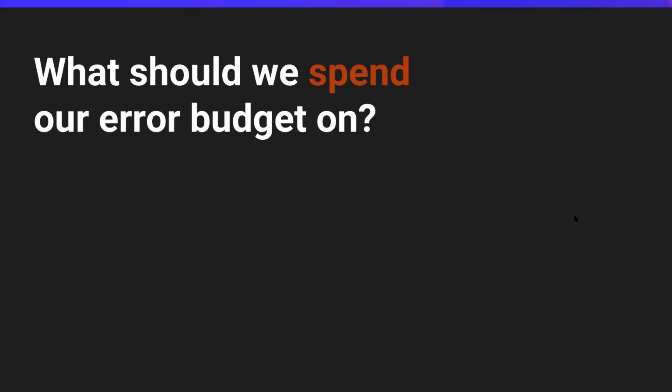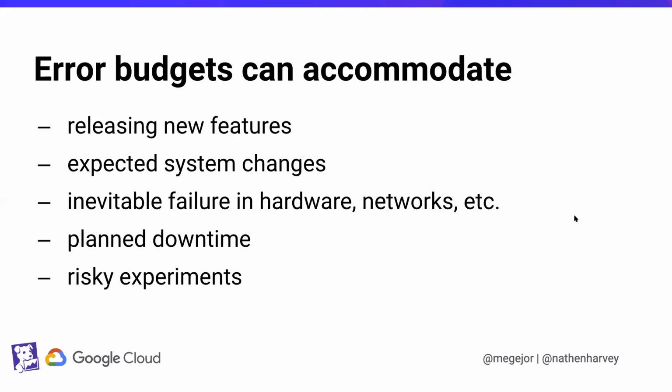But there is the other side of the coin. What happens when we have error budget that is remaining? What can we spend our error budget on? As I mentioned, we want to hit our target and be just slightly better, but we don't want to be too much better. So how can you spend that error budget?